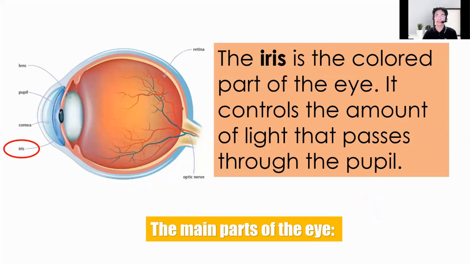The iris. The iris is the colored part of the eye. It controls the amount of light that passes through the pupil. What is the color of your iris?